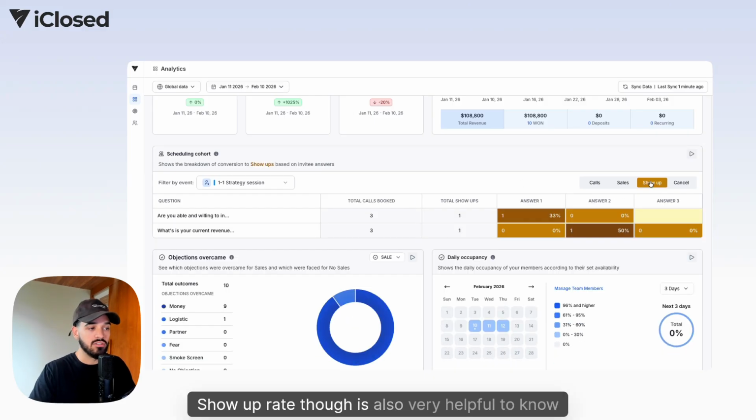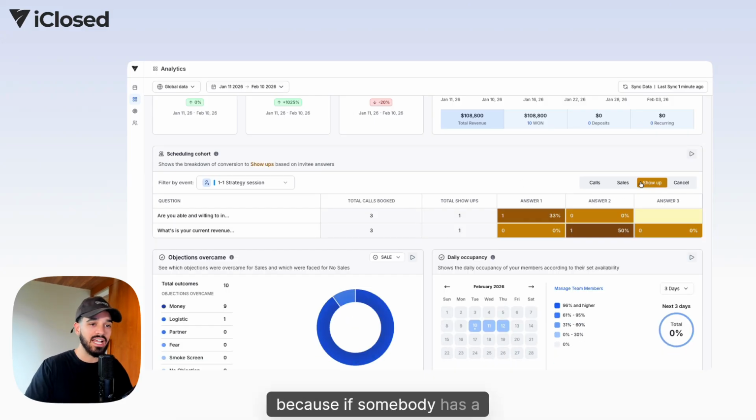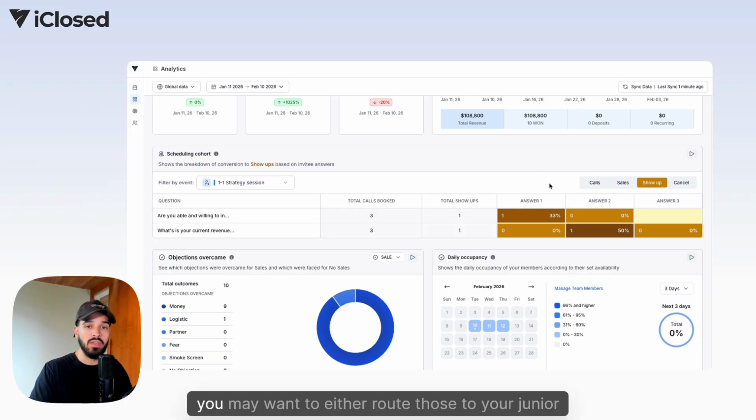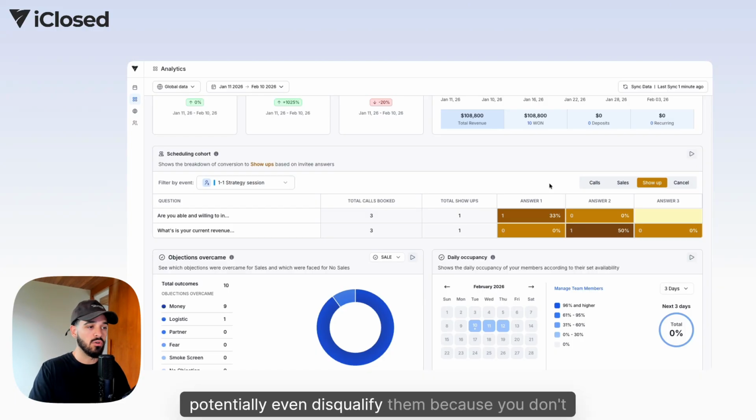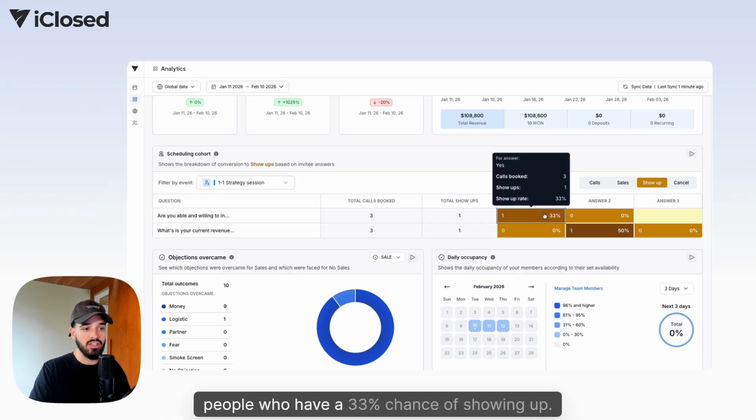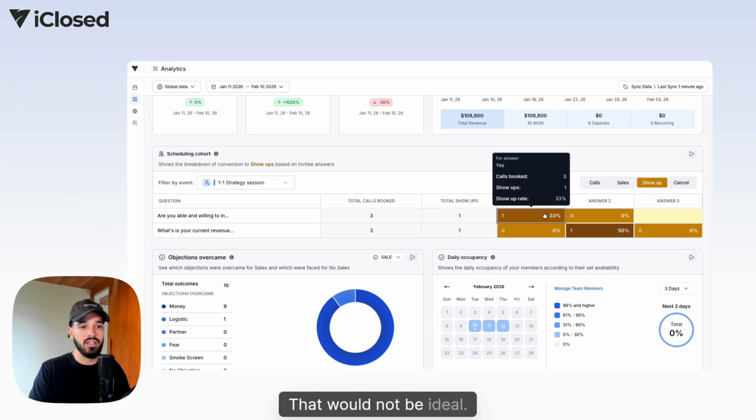Show up rate, though, is also very helpful to know, because if somebody has a very low likelihood of showing up, then you may want to either route those to your junior closers or potentially even disqualify them, because you don't want to be filling your top closers' time with people who have a 33% chance of showing up, right? That would not be ideal.